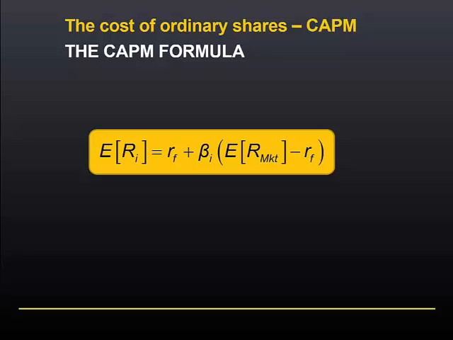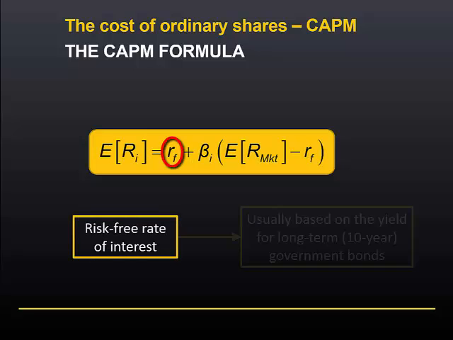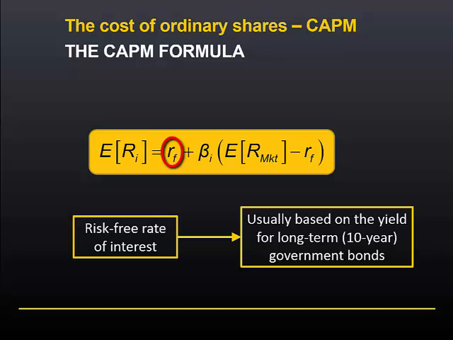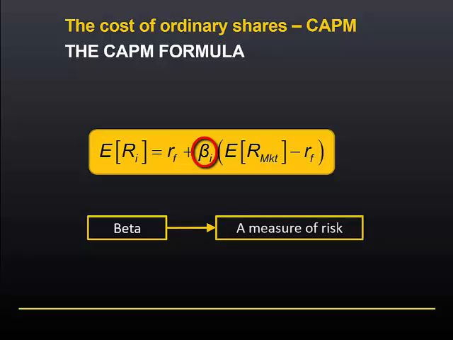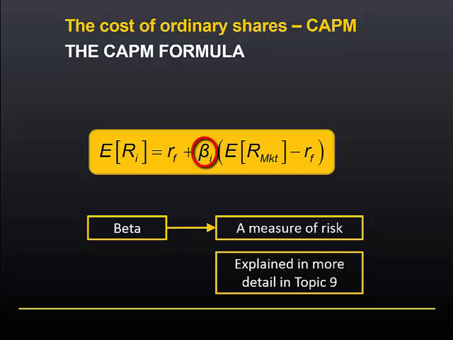One component of the expected return is the risk-free rate. This is usually based on the yield for long-term government bonds, such as 10-year bonds. To the risk-free rate, we need to add a risk premium, and to do so, we need to measure the amount of risk. This is one way to measure risk. This term is called beta. And once again, we will go into this in much more detail in a later topic.